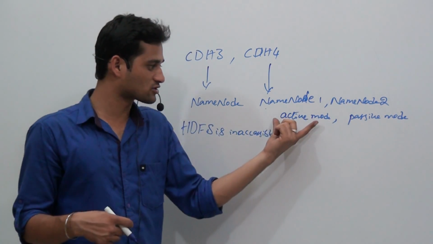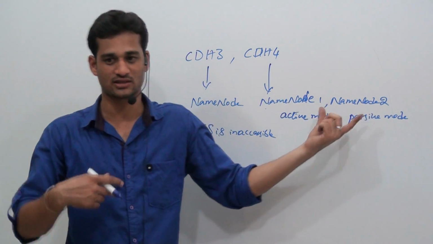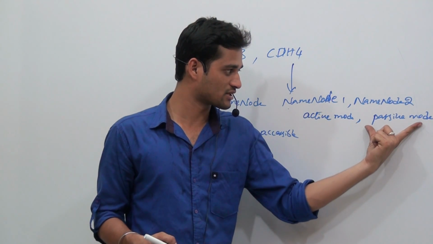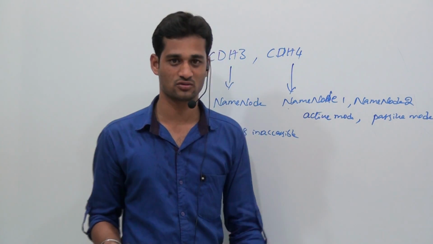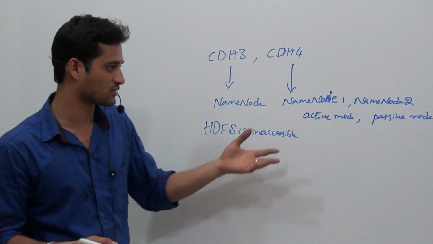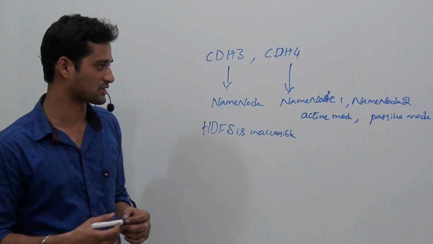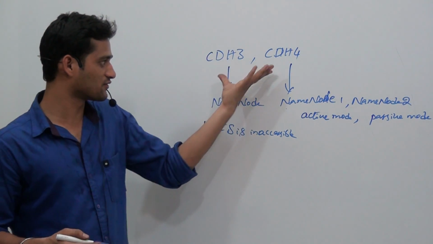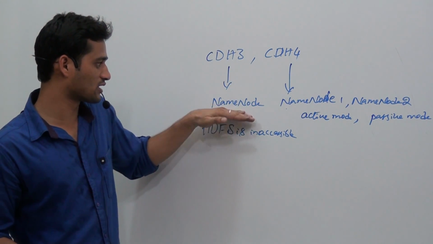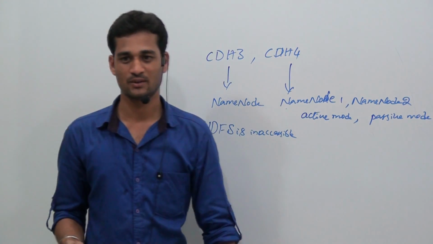If the active name node goes down, the passive name node will become active. This name node is in active mode, and name node 2 is in passive mode. If one name node goes down, the other name node takes over the failed name node's responsibility. So this is the huge difference between CDH3 and CDH4. In CDH3 only one name node is there. In CDH4 you have two name nodes, one in active mode and the other in passive mode.